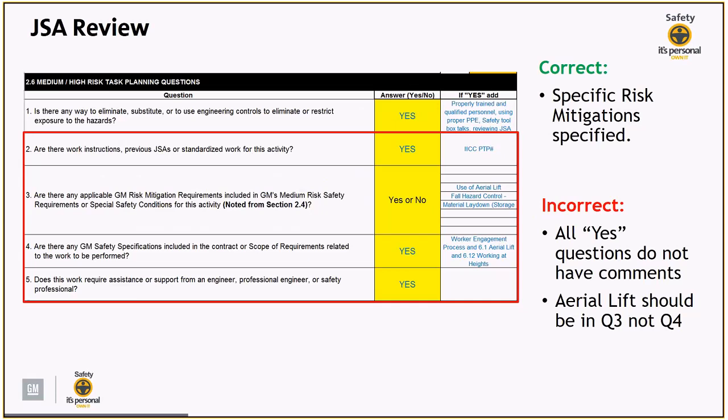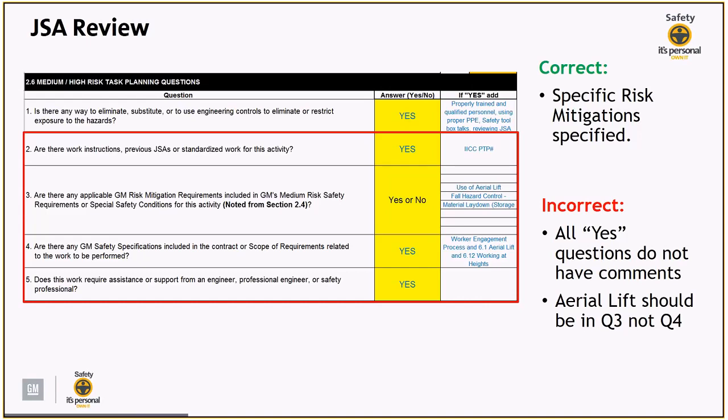In this example, they do have the specified risk mitigations listed, but they don't have a couple of things. All yes questions do not have comments. Question 5 here says yes, but nothing is written here. And then question 4, once again, is the question that most sellers don't fully understand, and the GM contract managers usually don't understand as well.